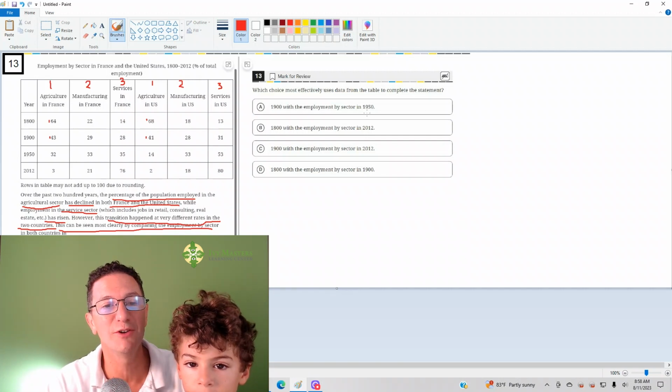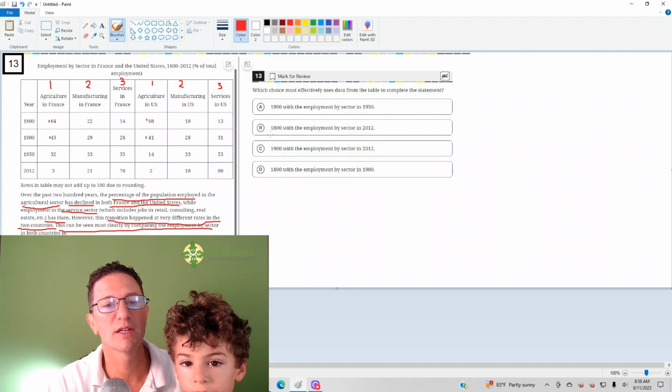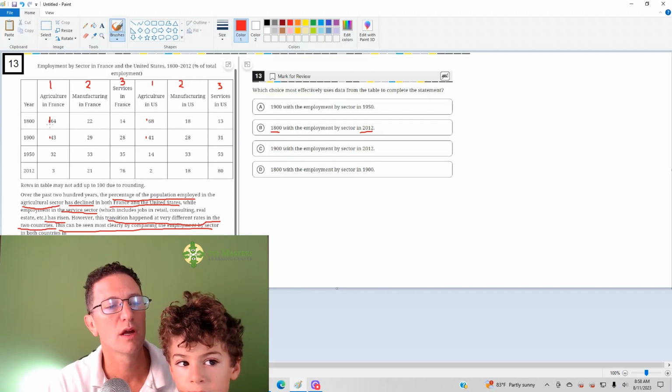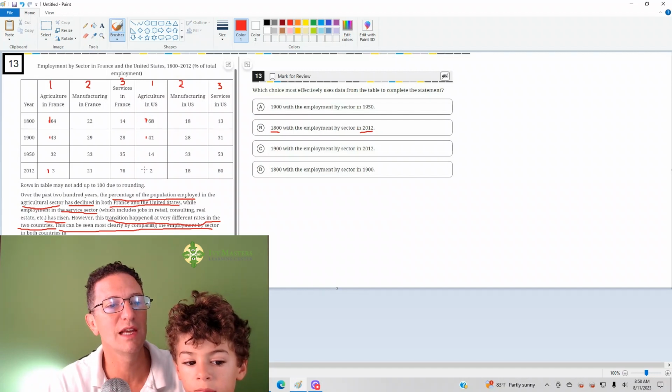The answer choices are all which years. So we're going to see what a wrong answer looks like, and what a right answer looks like. Let's investigate answer choice B, 1800 to 2012. From 1800, we've got 64, and in 2012 we got 3%. That's a decrease of 61. And then in 1800 in the US for agriculture, we go from 68 to 2, so that's 66. So that difference is 5.